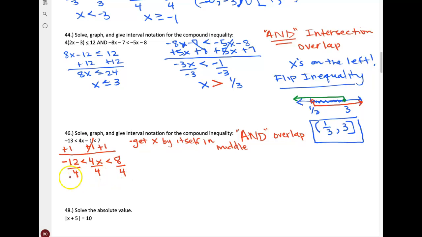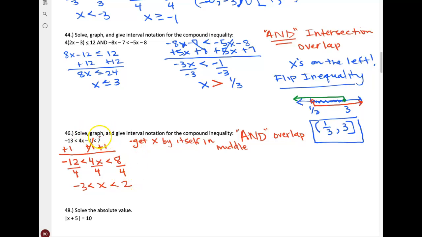Now notice we're not dividing by a negative 4. If we were dividing by a negative 4, that's when our signs would flip. But sometimes people get confused and look at this and go, wait a minute, does my sign need to flip? No, because the first number that we had was negative, but what we're dividing by is positive. So I'll have negative 3, my signs stay in the same direction, is less than x, and then is less than 2.